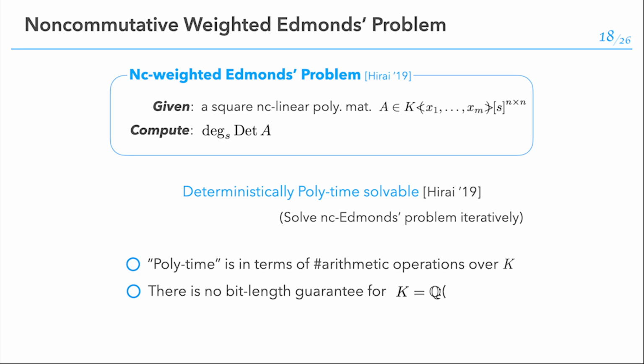And the important thing is, indeed, this problem is deterministically polynomial time solvable, which was proved by Hirai. In this algorithm, we solve the non-commutative Edmonds problem iteratively. Here, polynomial time is in terms of the number of arithmetic operations over k. And indeed, there is no bit length guarantee for the case of k or q.